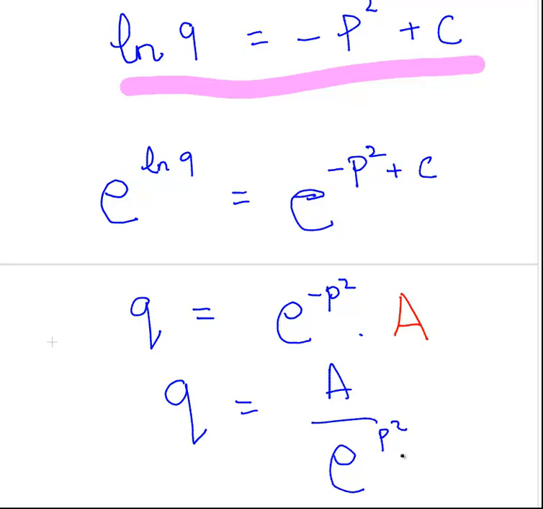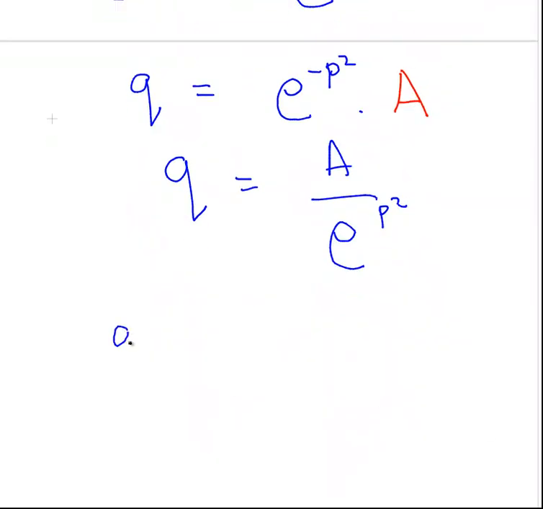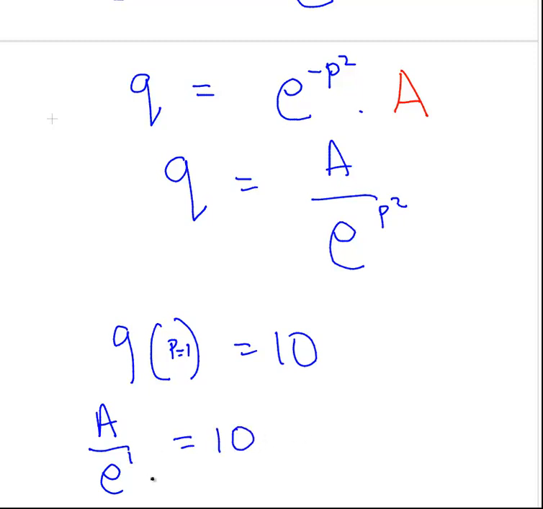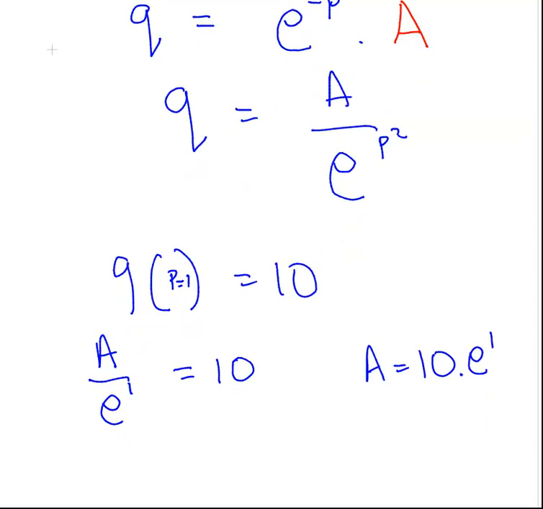Now we're told that q of 1 is equal to 10. Okay, so that's when p is equal to 1. That means that a over e to the power of 1 squared is equal to 10. Okay, e to the power of 1 squared is e, and therefore we can write a as 10 times e. We'll just leave it like that, just rearrange it. That's all we have to do.